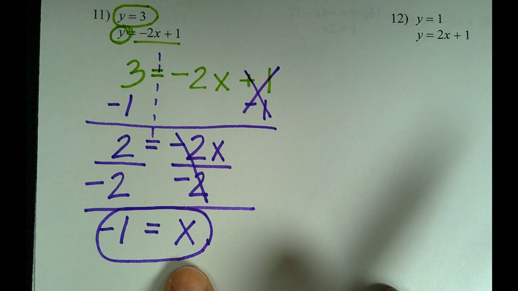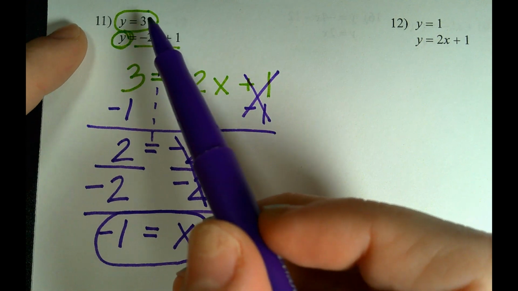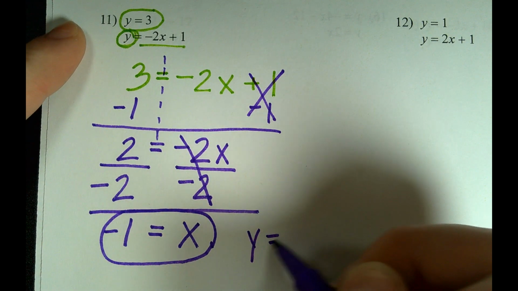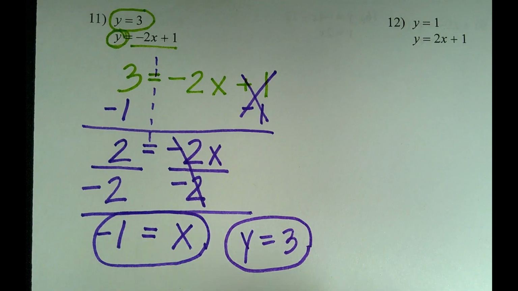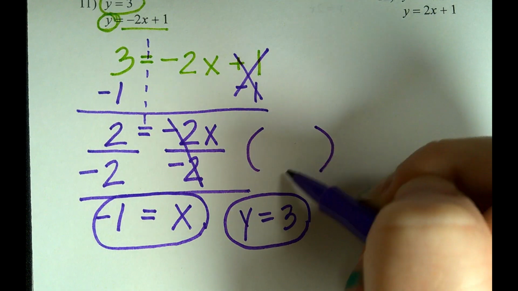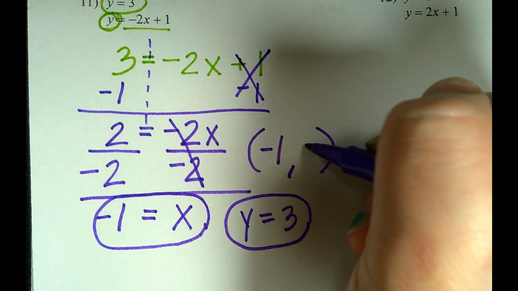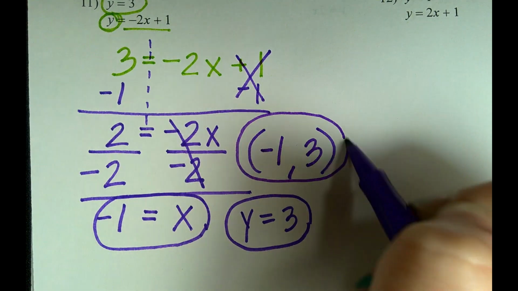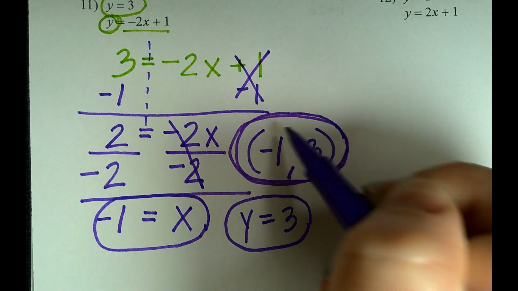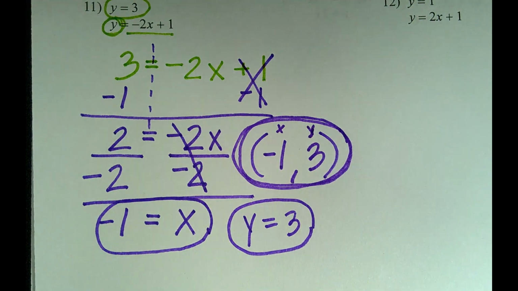Do we need to do anything to solve for y? No, they already solved it for us. Y equals 3. So if I wanted to write this as a coordinate, what would that coordinate be? Perfect. Negative 1, 3. X comes first, then the y. There we go.